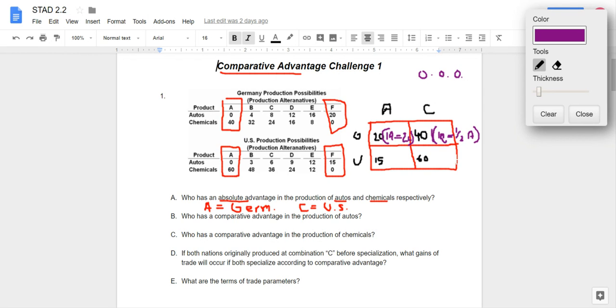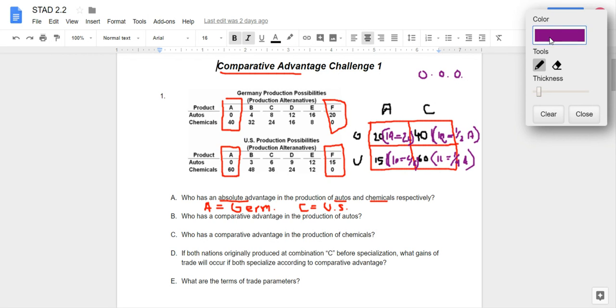Okay, keep on rolling. Next up, the United States autos right here. 1 auto equals other, 60 over 15 is 4 chemicals, so it's 4C. And then 1 chemical here will equal other, 15 over 60, or 1/4 of an auto.